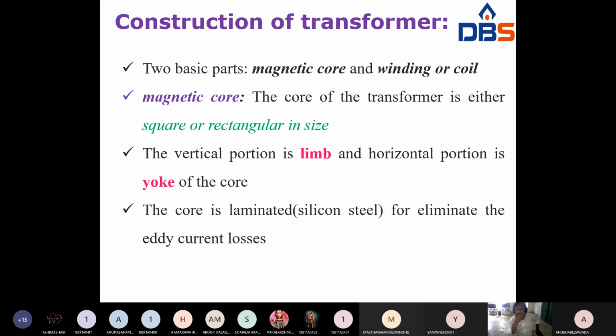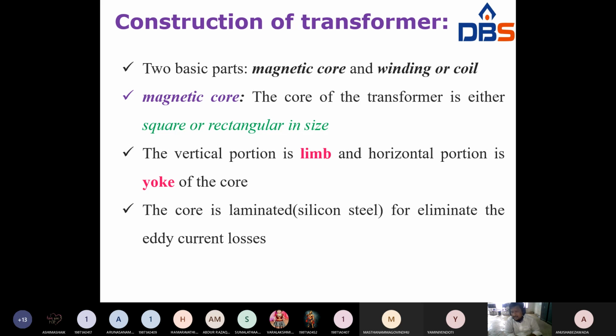So next, construction of a transformer. Look at the one we have to imagine. The primary winding is there, the secondary winding is there, and in between these two the transformer core is there, right? That means what are the parts of the transformer? The windings, that is the primary winding and secondary winding, then the core, right?